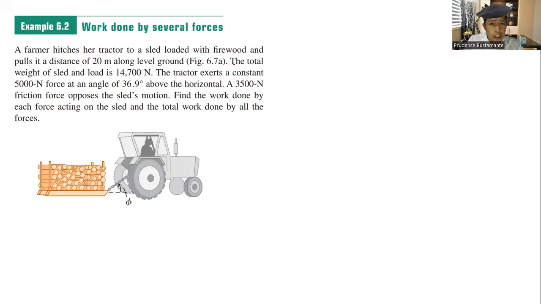So the total weight of the sled and the load is 14,700 Newtons. The tractor exerts a constant force at an angle of 36.9 degrees above the horizontal. A 3,500 Newton friction force opposes the sled's motion. So the question now is, find the work done by each force acting on the sled and the total work done by all the forces.